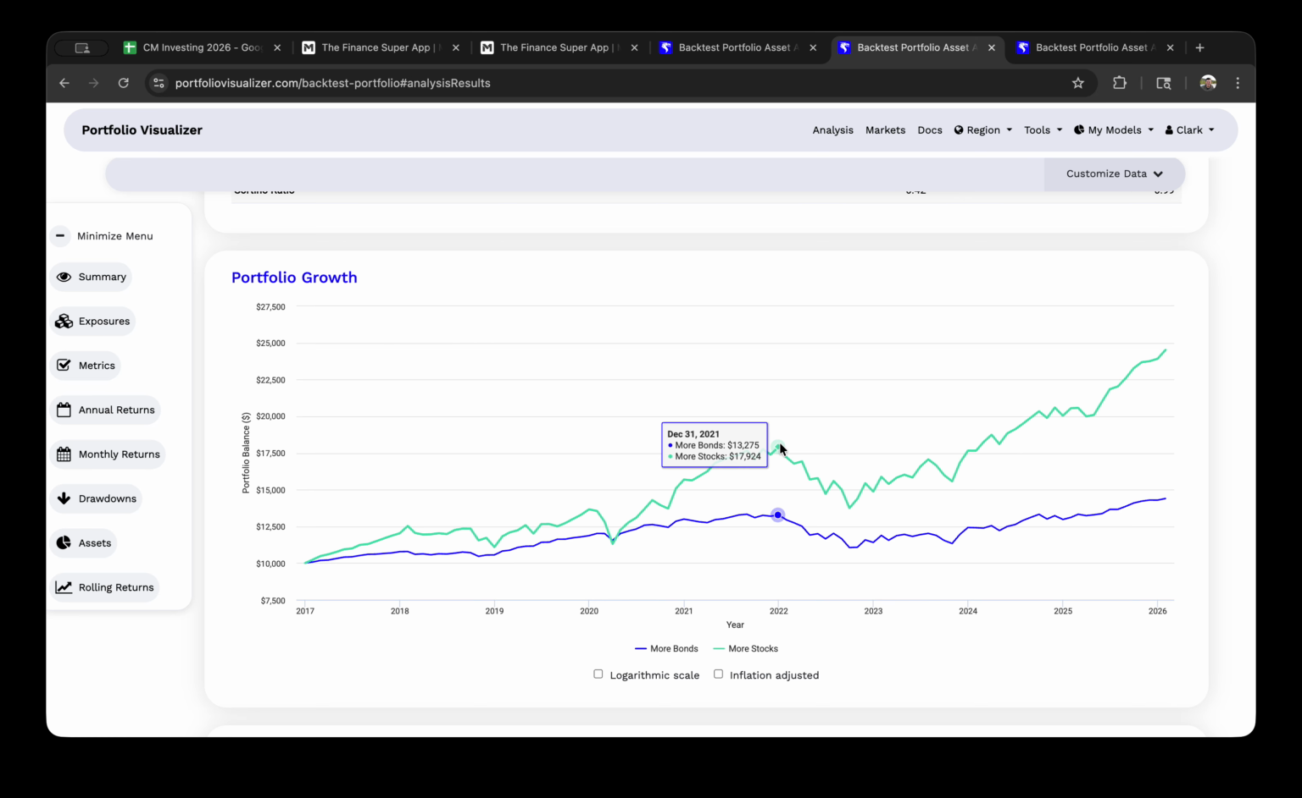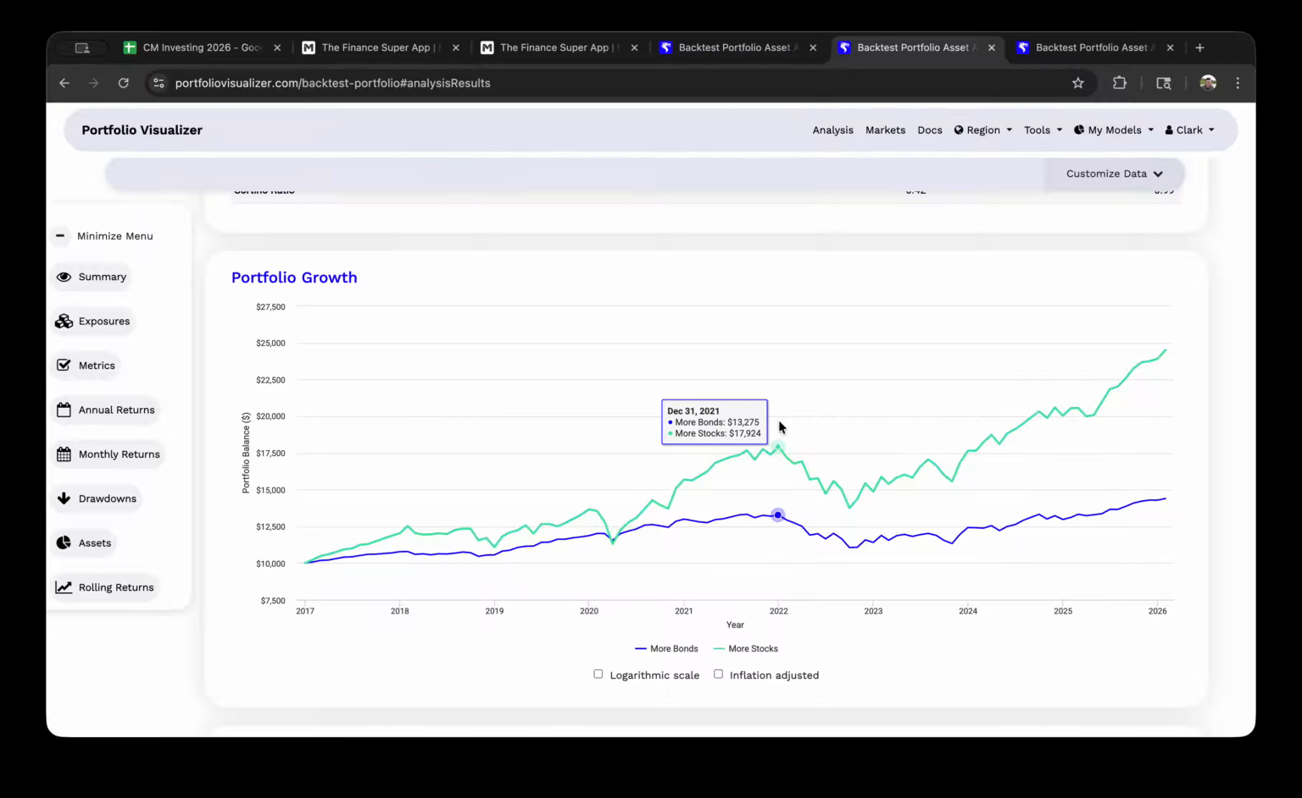Right here, December 31st, 2021, down to September 30th, 2022. I believe this is the drawdown, the biggest drawdown in here. So with the more stocks portfolio, the green line, you were at about 18,000, and you came all the way down to, let's say, 14,000. So you lost about $4,000, right? In that same period, with the more bonds, you're at 13,000, and then you went all the way down to 11,000. So you lost $2,000. So you lost less money, but you're also making less money, right?